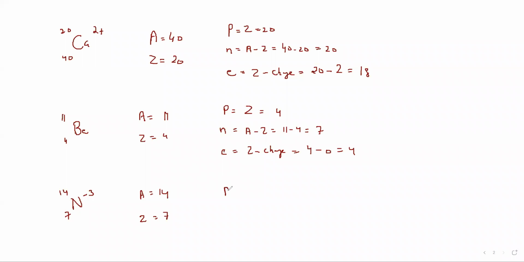How many protons are there? Proton number is given by Z. That's equal to 7. Neutron number is equal to A minus Z, the difference. So it will be 14 minus 7. That is also equal to 7.